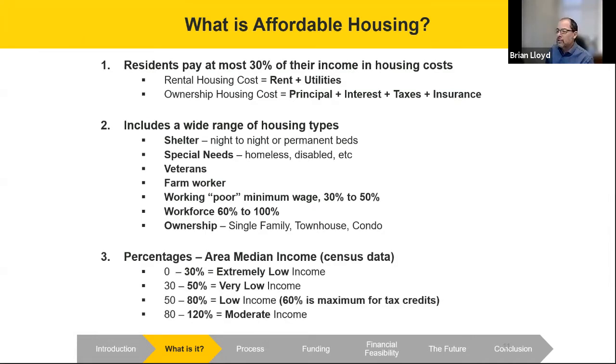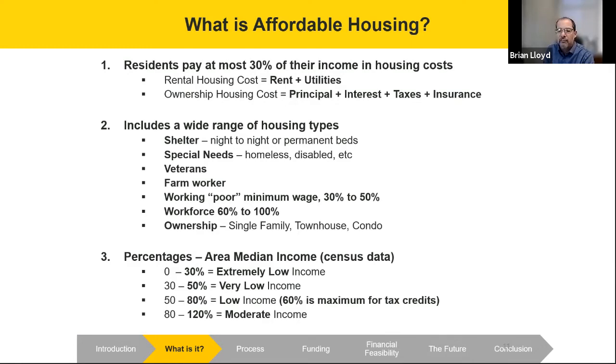So you heard me use the phrase area median income. This is an essential phrase in affordable housing. It's how we measure who is being served. So you'll hear this thrown around a lot. An area median income is a census-based data point that is produced for every county in the country. So every county has its own area median income based on the income levels of the county's population, median being the point at which there is half of the population above that point and half below.